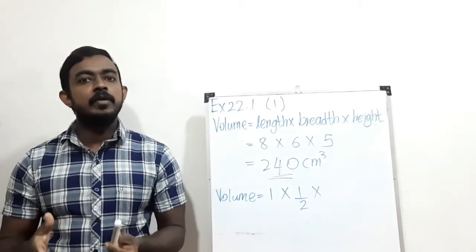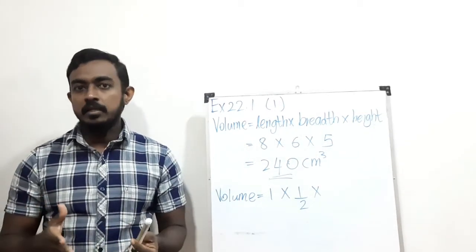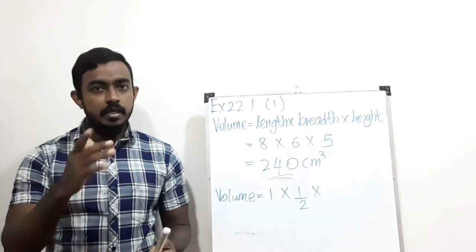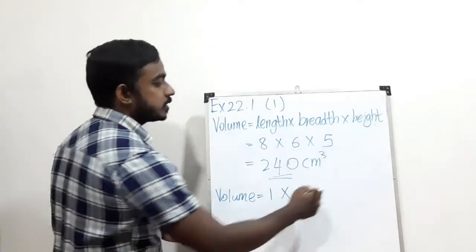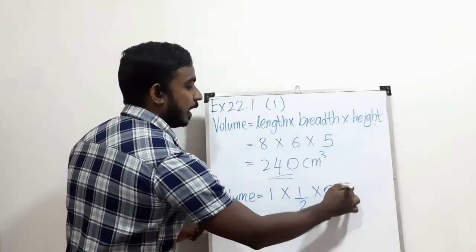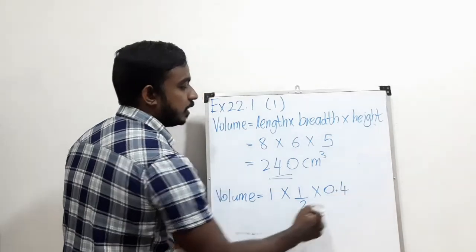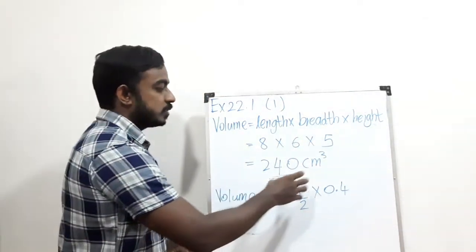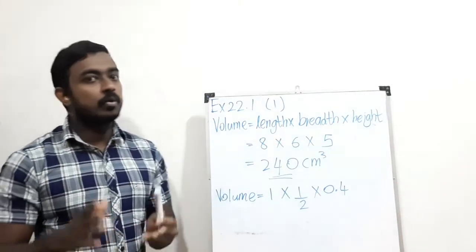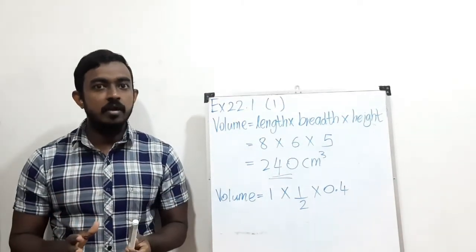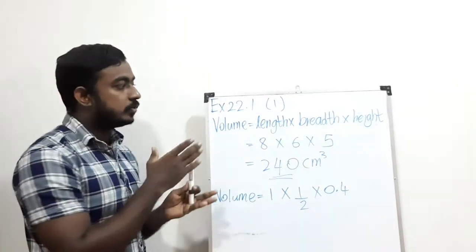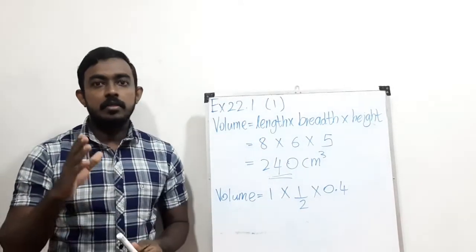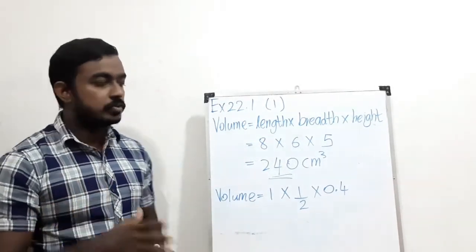So first of all, we have to divide 40 centimeters by 100. Then we would receive the answer as 0.4, and that is in meters. Now we can write our answer because all of these measurements are in meters. So be mindful, my dear children, whenever you put the values into this formula, the units should be equal.